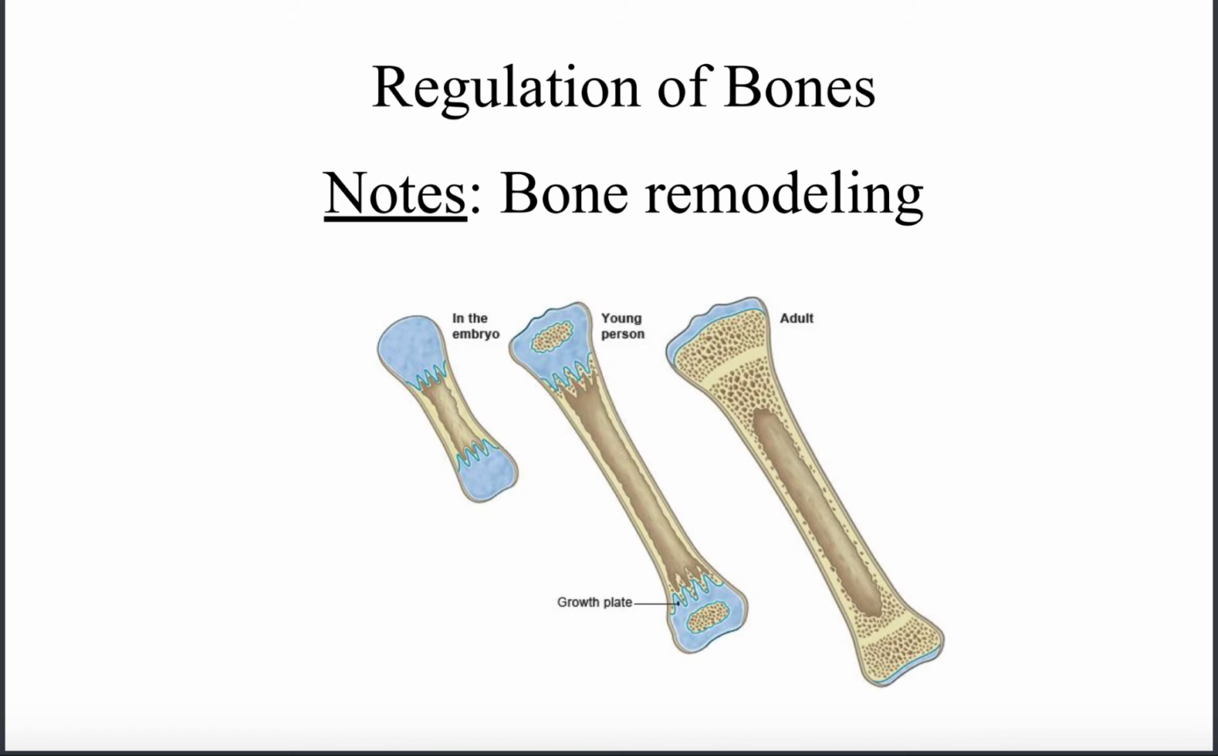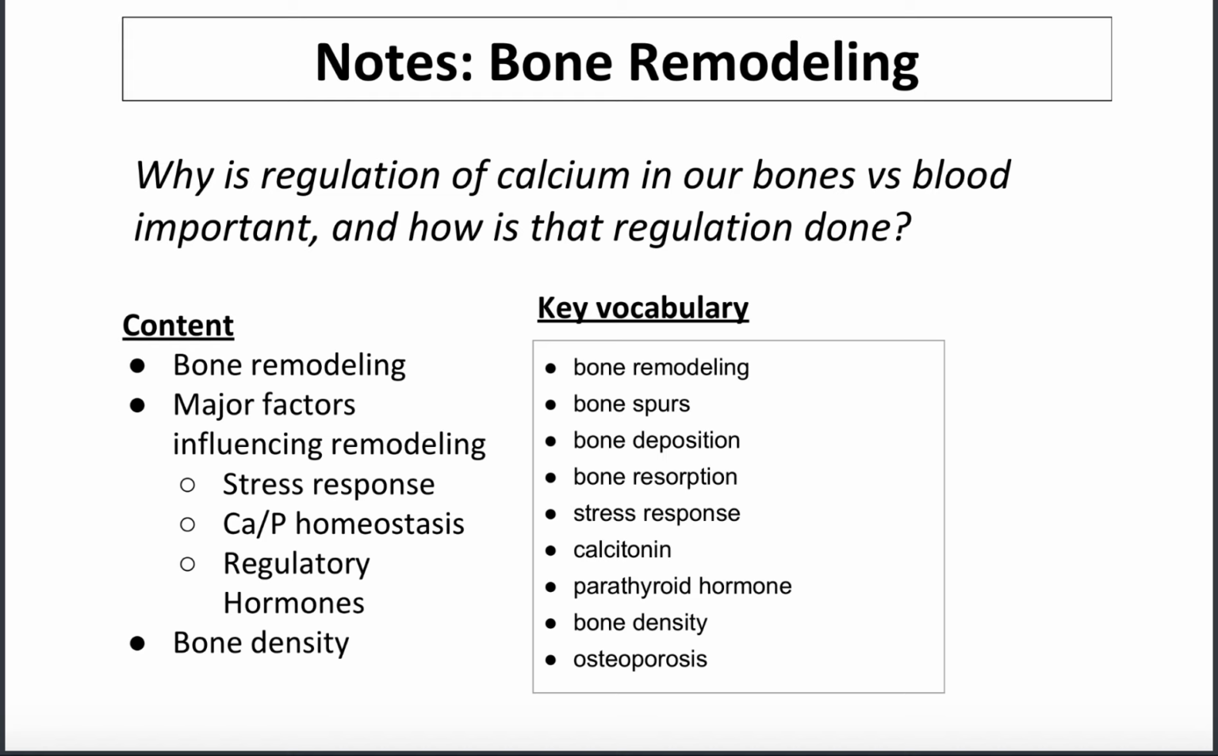Hi everyone. So in these notes, we're going to review a concept called bone remodeling, which is a very critical physiological process. So when we go through these notes by covering bone remodeling, you really want to ask yourself why regulation of calcium in our bones versus our blood is so important and how bone remodeling is regulated in order to achieve those ends. In these notes, we're going to end up reviewing vocabulary related to these situations.